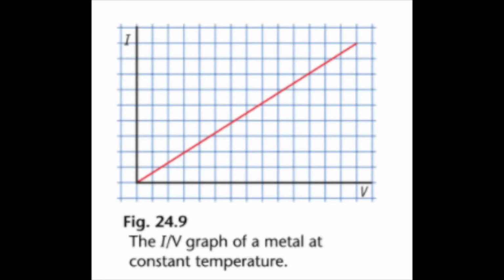So for a metal at constant temperature, you'll be quite familiar with this. As you increase the voltage, you get an increase in current. And if you notice, the rate of increase is the same. It's a steady line. You increase the voltage and you get a set increase in current. And because we keep the temperature constant, the resistance will stay constant too. So it's that nice straight line.